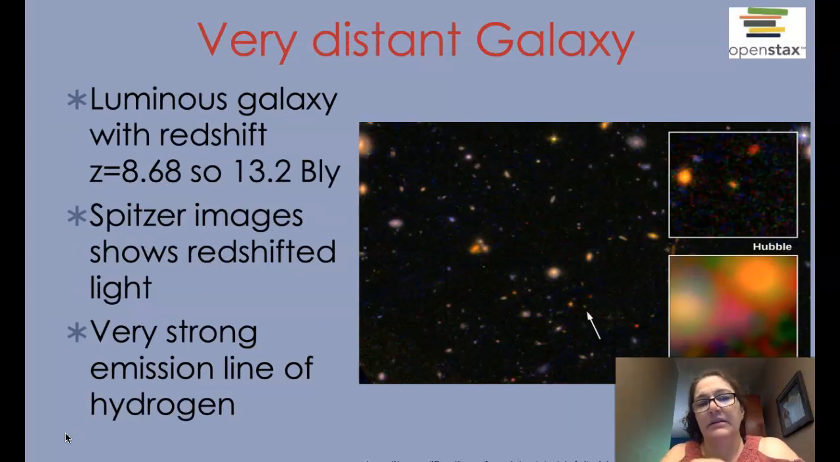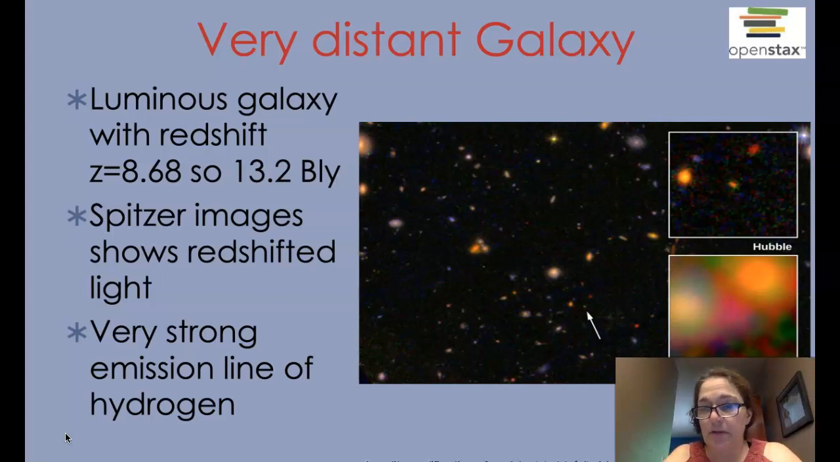Looking at a very distant galaxy. The tiny little orangish red dot at the end of the white arrow in this image is a luminous galaxy with a redshift Z equals 8.68. That means that light has been traveling for 13.2 billion years. So that galaxy is 13.2 billion light years away from us.